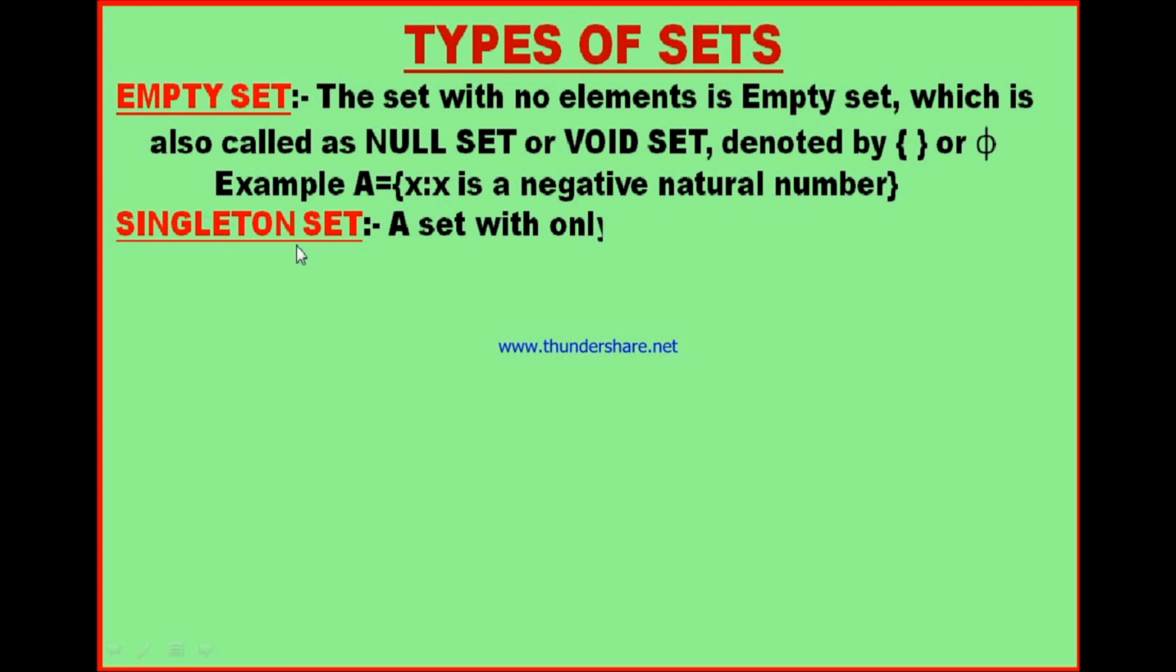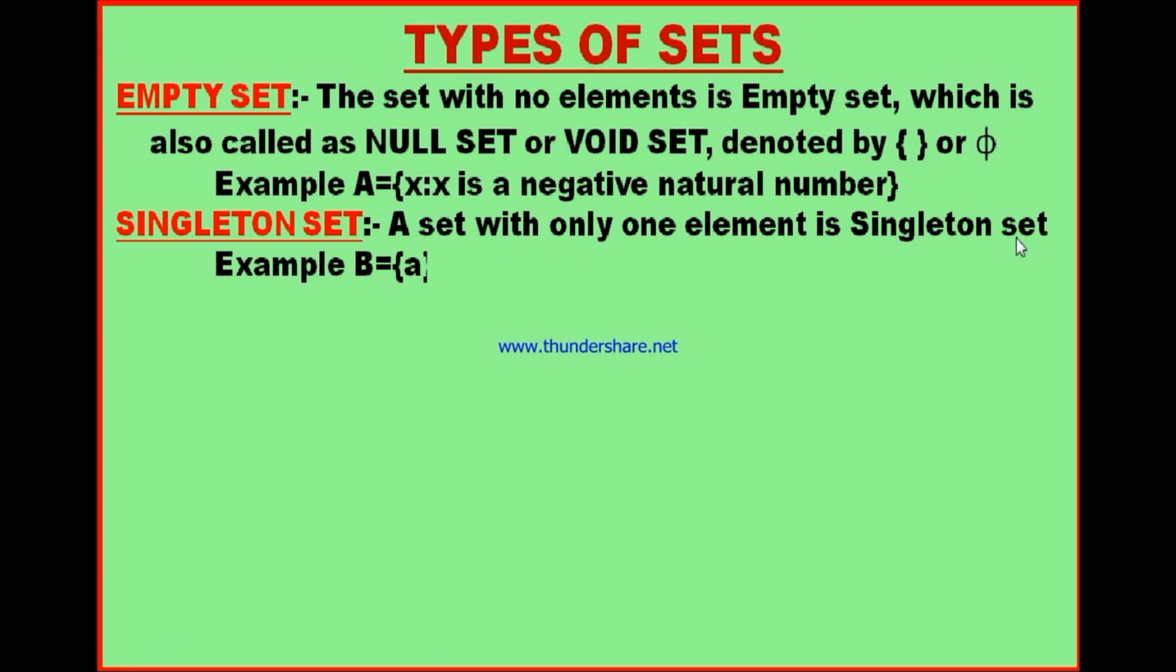Next is the singleton set. A set with only one element is called a singleton set. If in any set there is only one element, such a set is called a singleton set. For example, B is equal to the set {a}. Here how many elements are there? Only one element, a. Therefore this set B is called a singleton set.